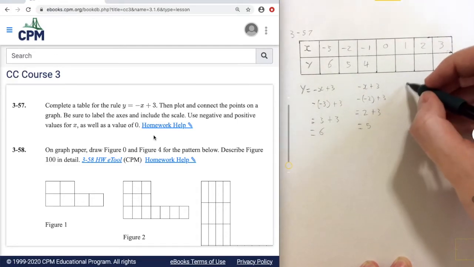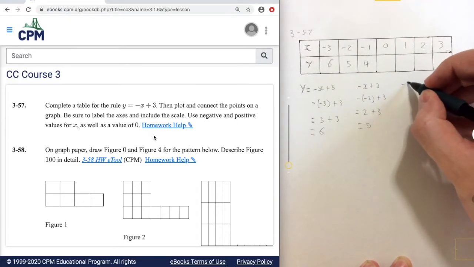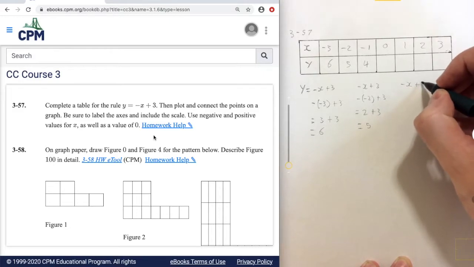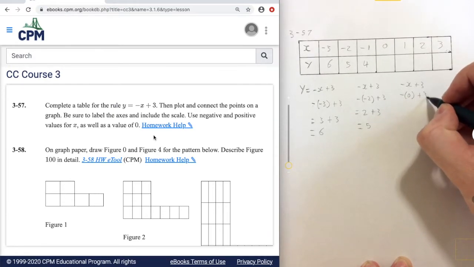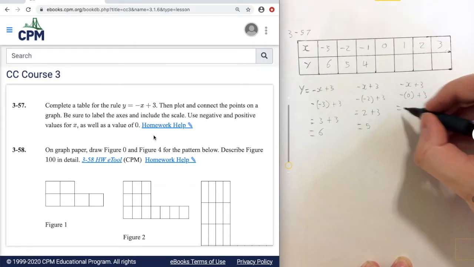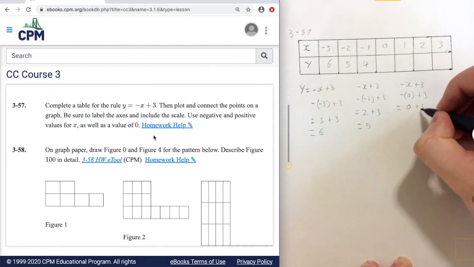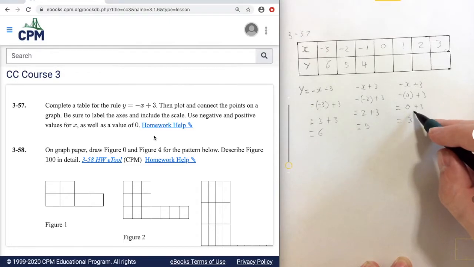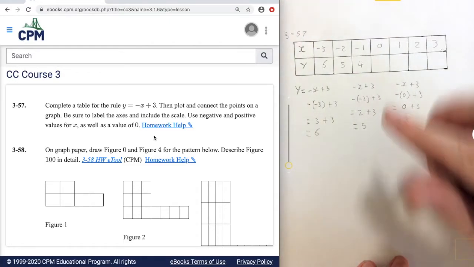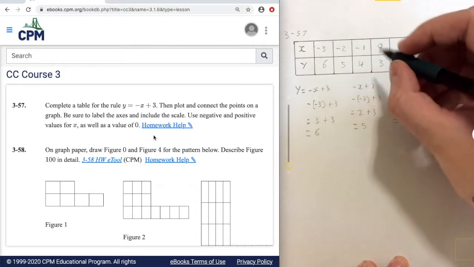And if we do the 0, let's write that one out again. So it's going to be -x plus 3. That's going to be -0 plus 3. And that's just going to equal 0 plus 3, which will equal 3. So the -0 is still just 0. So we'll end up with 3.